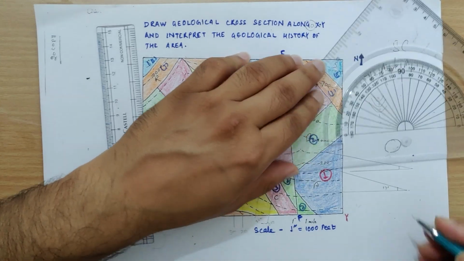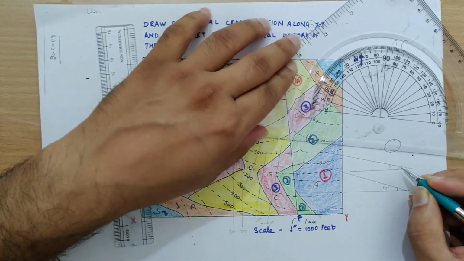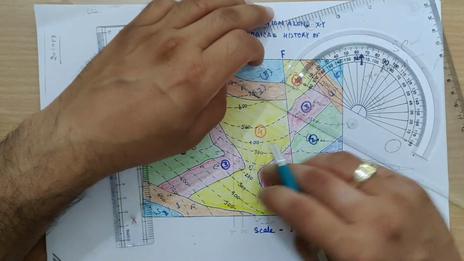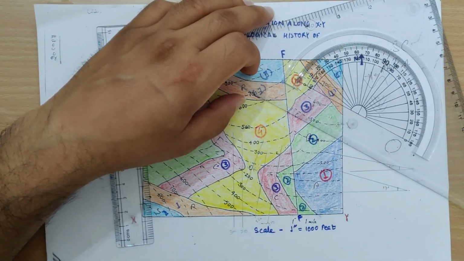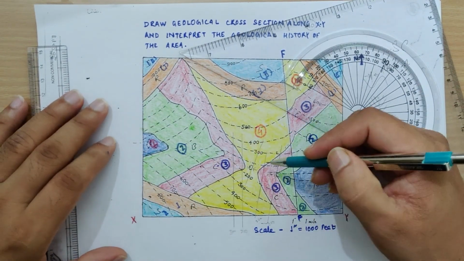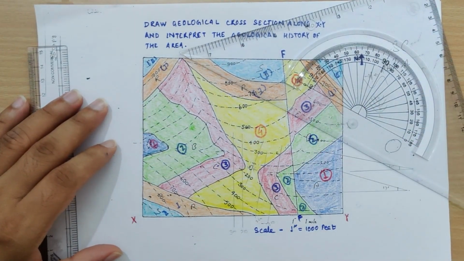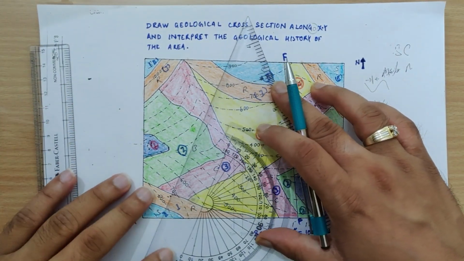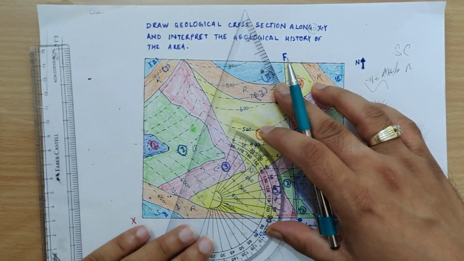So this is roughly 13. So these limbs are dipping with an amount of 13 degree in this direction from Y to X, and these limbs are dipping with an angle of 17 degree from X to Y. Now the dip of younger sequence that we can determine by determining the dip of unconformity.